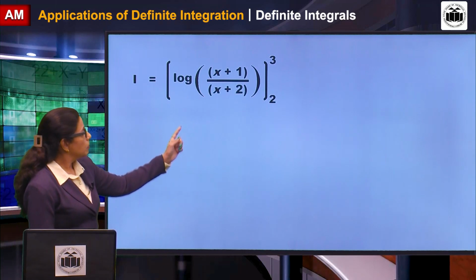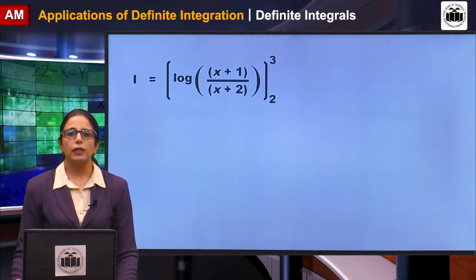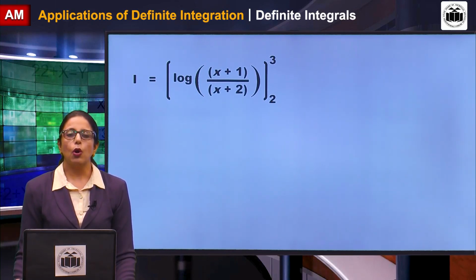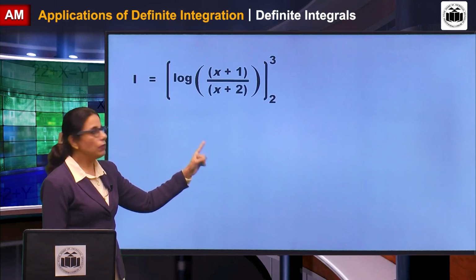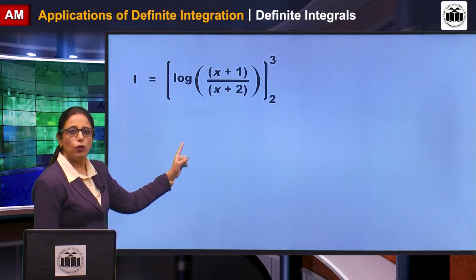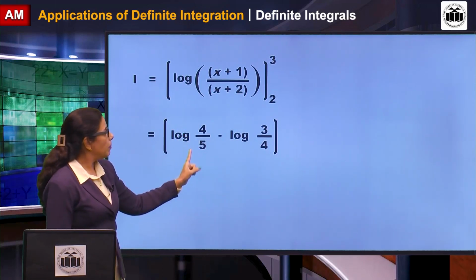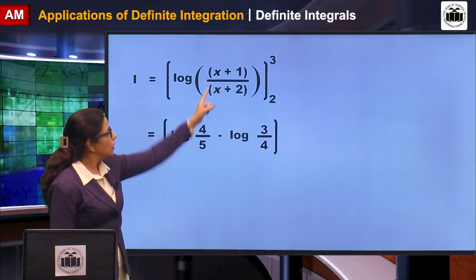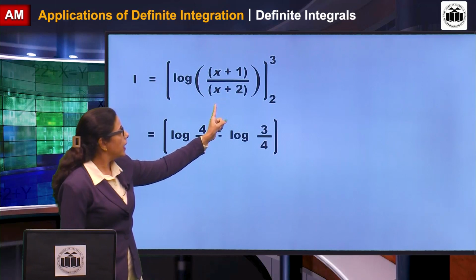Before application of the limits, we are using here the law of logarithm, log m minus log n is equal to log of m by n. Using that law of logarithm, first we simplify it in this way and then we will be finding the final answer. So, application of the upper limit, that is taking x as equal to 3, this is 4 by 5, and then taking the lower limit x is equal to 2.